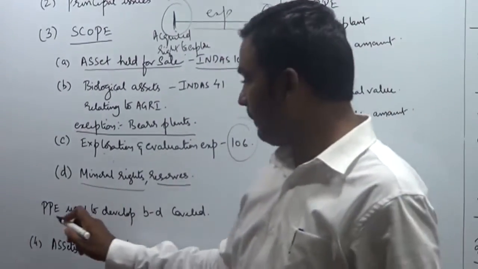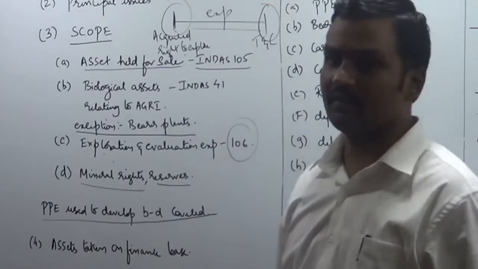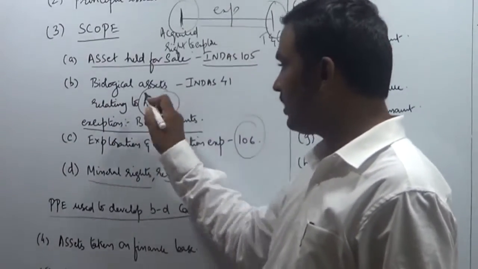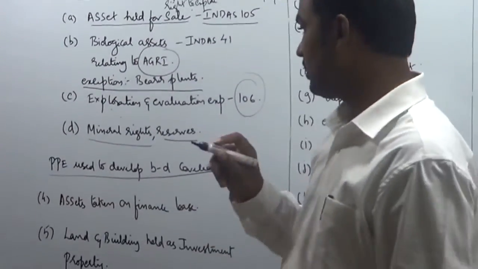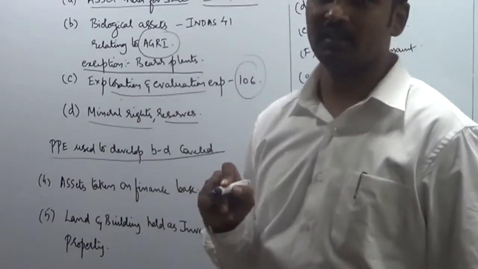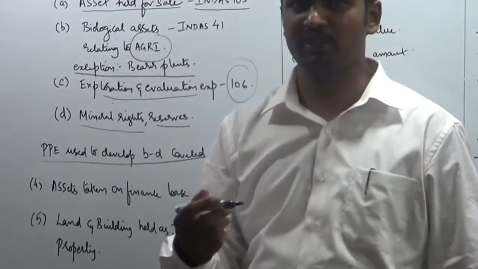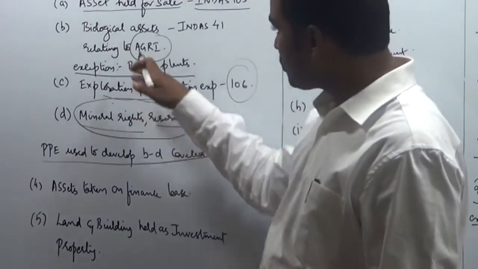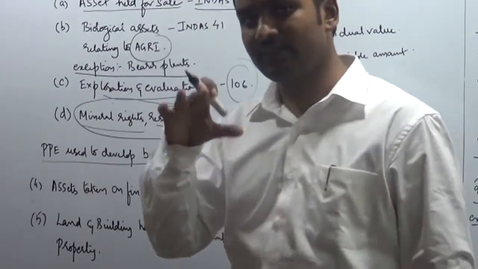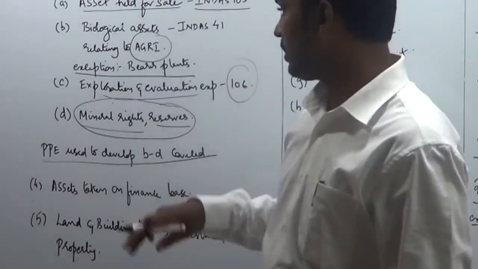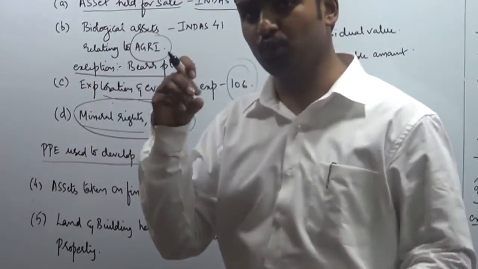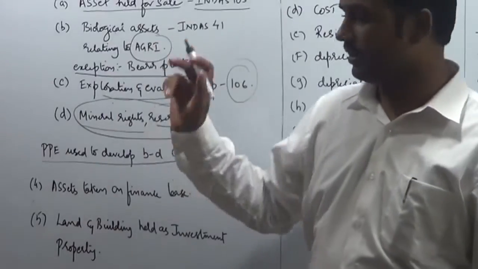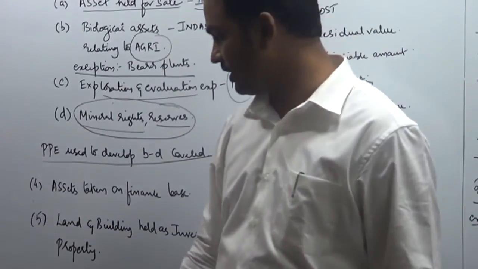Now we come to the next part. PPE used to develop B2D covered. What does that mean? If you are using any machinery in your agricultural activity, if you are using any equipment in your exploration and evaluation activity, if you are using any machinery, excavation machinery, truck, etc. in your mine, etc. So all these equipment which is used in these three activities will definitely be covered by the standard. Okay. But agricultural activity, biological assets are not covered. If you use any machinery, equipment in these activities, definitely they will be considered as part of within the scope of this standard. Okay.